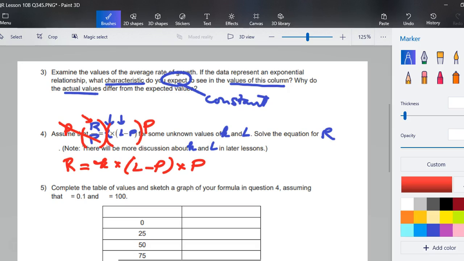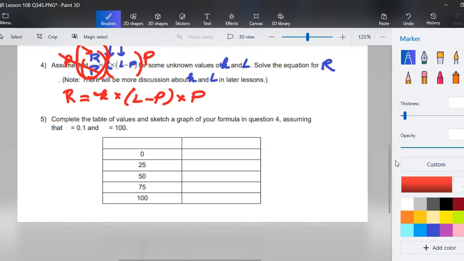We're going to talk more about this later, but just one little step to introduce you and tie in R being first differences, P being population, and them stacked together is the average rate of growth. We're going to move on to question 5. This is a good time to hit pause. Go ahead and put your answers in, and then we'll come back together and talk about question 5.